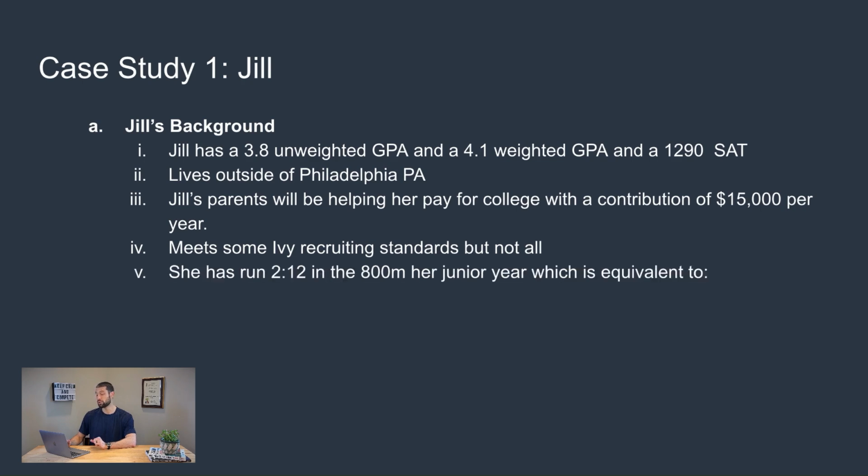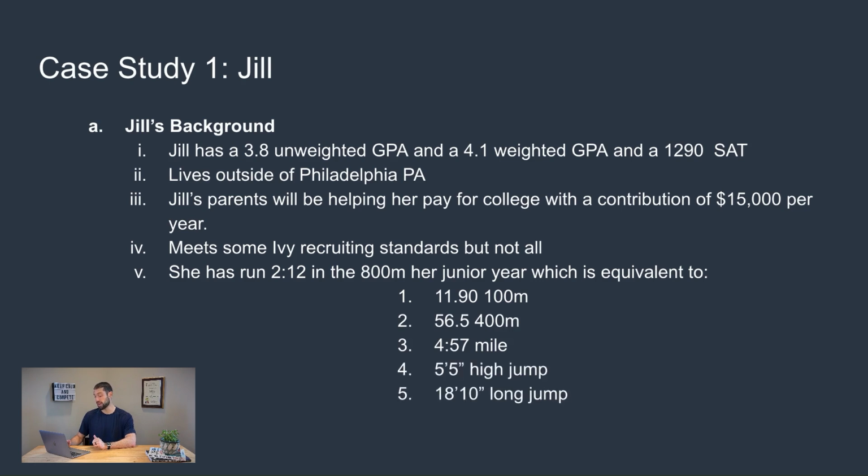So she's run 2:12 in the 800 meters her junior year, which is equivalent to 11.90 in the 100 meter dash, 56.5 in the 400, a 4:57 mile, 5'5 high jump, 18'10 in the long jump, 42 feet in the shot, or 135 feet in the javelin. So hopefully you compete in one of these events and you have a general sense of how good Jill is.